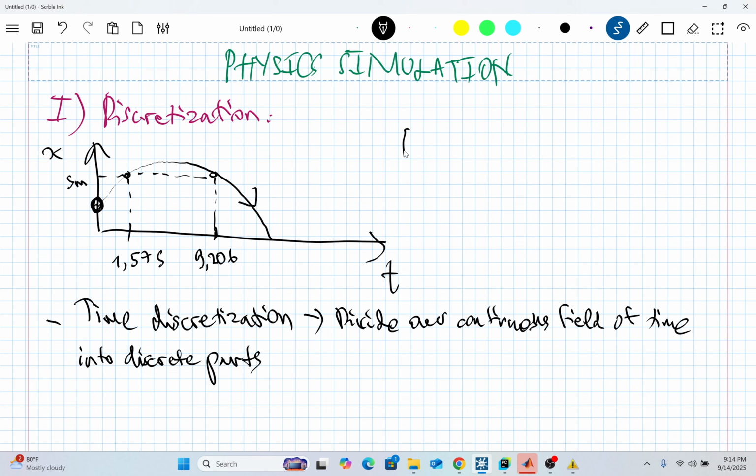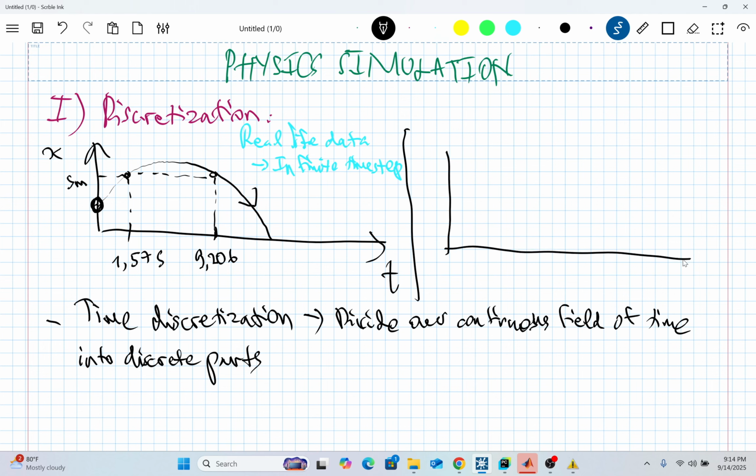So this is real life, okay? This is real life data. And it's going to be infinite time steps. And this will be approximately our computer version.